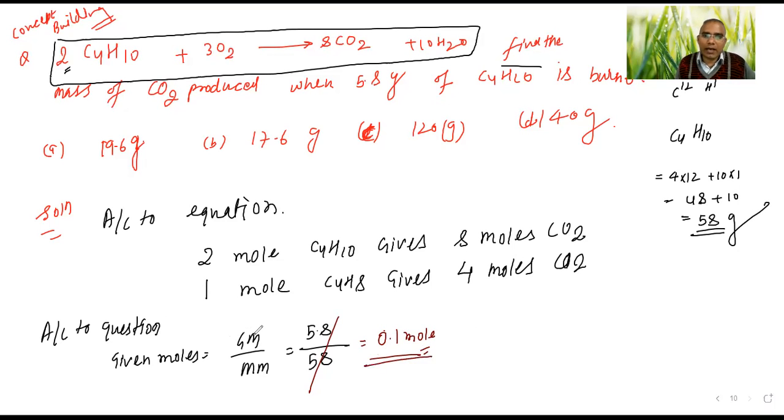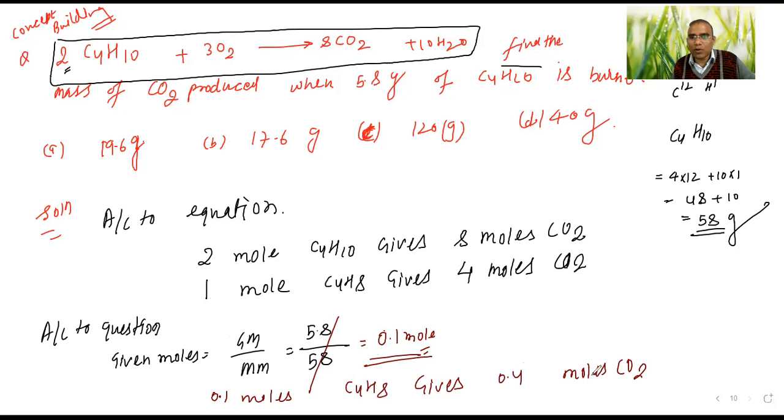So see, 1 mole is giving 4 mole CO2. So 0.1 mole C4H10 gives how many moles of CO2? If 1 mole is giving 4 mole, then 0.1 mole gives 0.4 moles. So 0.4 moles of CO2.